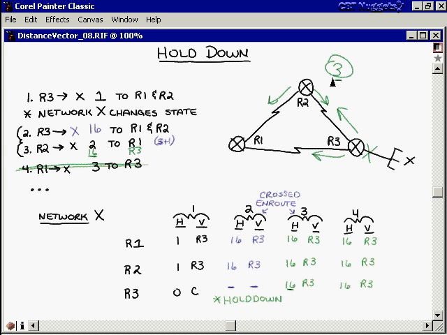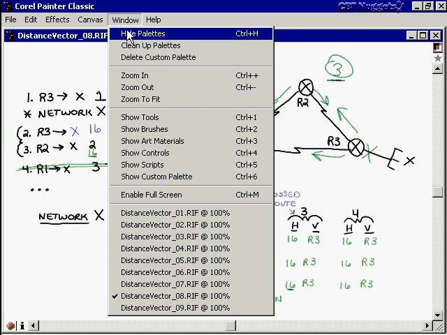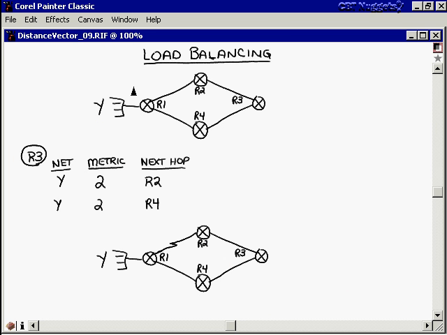And it's going to do that for a period of 3 updates. Now, if that network were to change somewhere else or to come back alive, that's when we'll see it added to the route tables. So now you know how distance vector protocols prevent routing loops. On to the last section of this nugget, and it's load balancing.